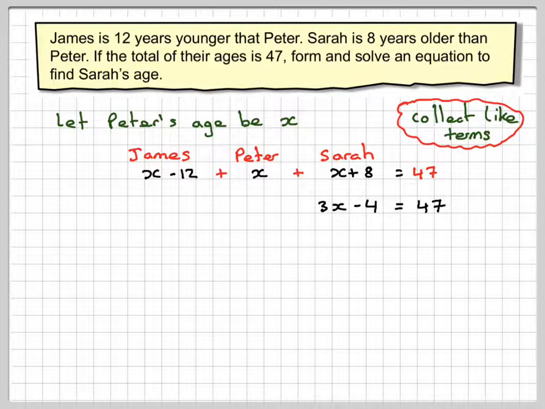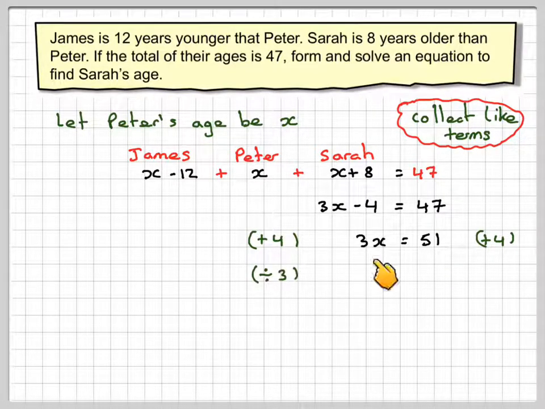The opposite of taking 4 is to add 4. So on this side, we're going to get 3x, and then 47 plus 4. 47 plus 4 gives me 51. Dividing both sides by 3, because we've got 3 times, we're going to get that x is equal to 17.